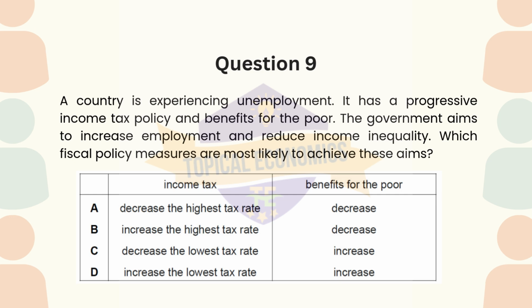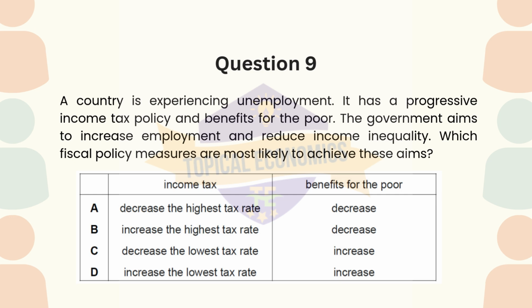Moving on with the 9th question. This is again from May-June paper 2021 version 2. A country is experiencing unemployment. It has a progressive income tax policy and benefits for the poor. The government aims to increase employment and reduce inequality. Which fiscal policy measures are most likely to achieve these aims? They are given in terms of income tax and benefits of the poor.